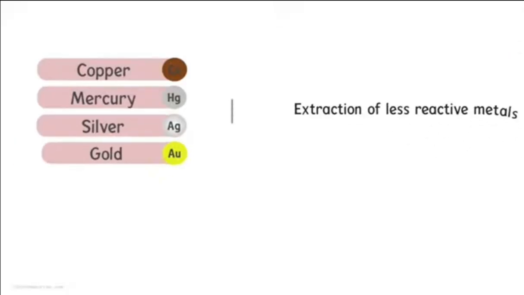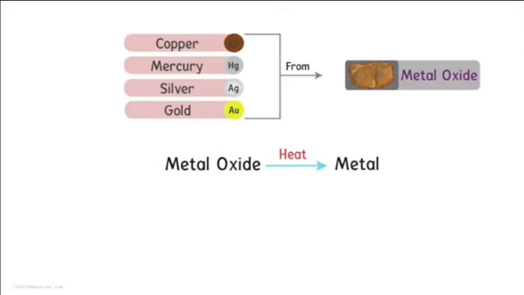Now we will discuss how we can extract the less reactive metals. For the less reactive metals, the extraction of metals from their oxides is easy. So heating is done to convert the metal oxides into the metal.